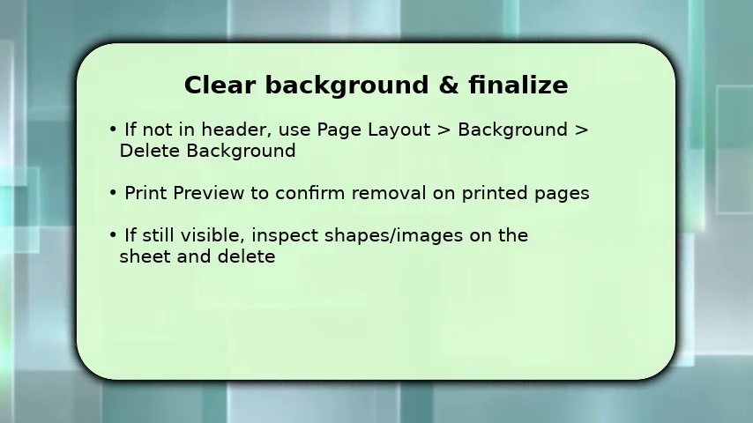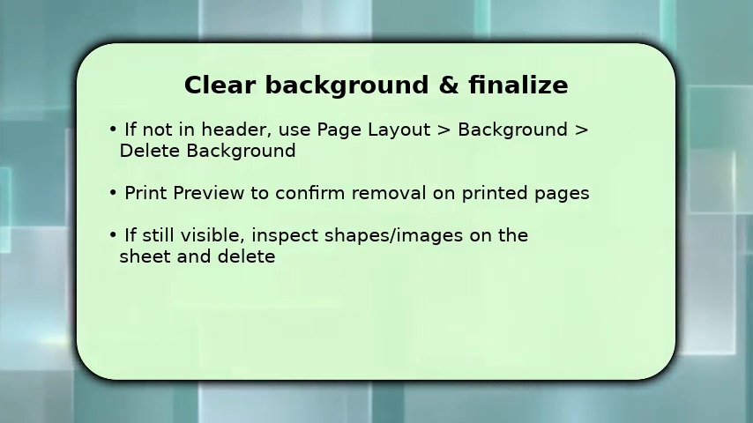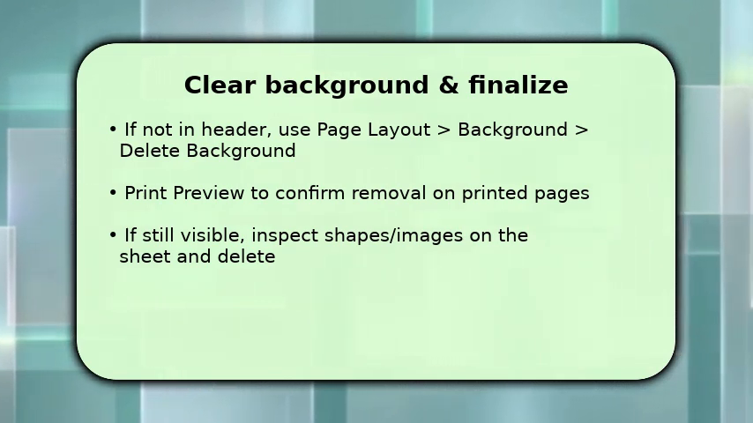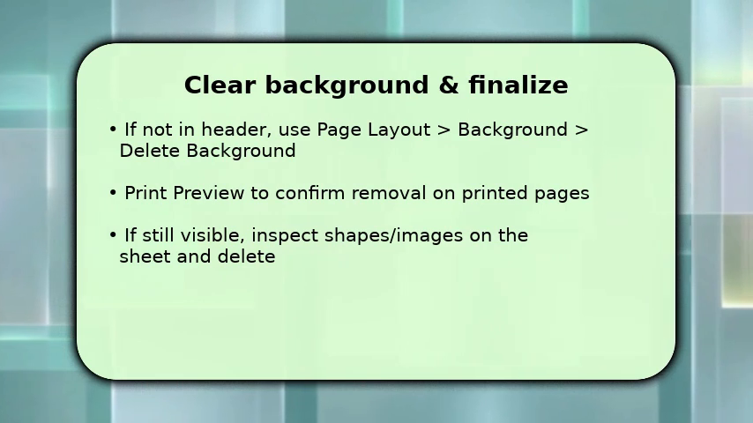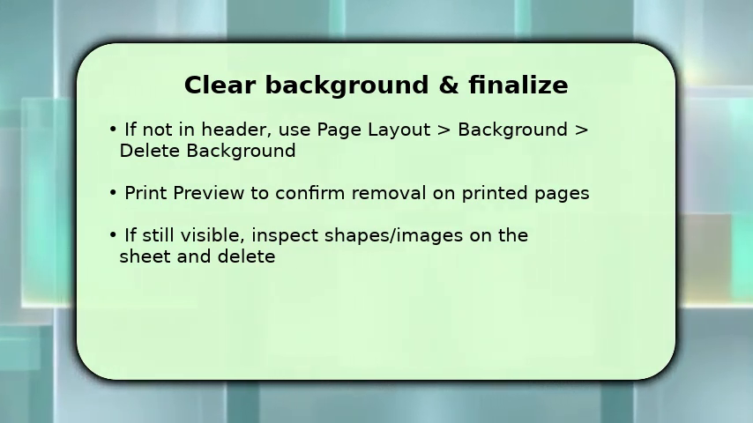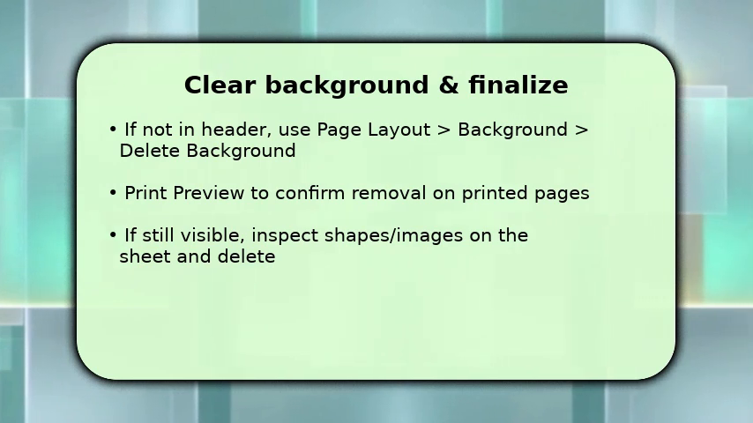If you still see it, press Ctrl+G, select Objects, and delete any remaining shapes or images. This catches picture objects placed behind cells. Troubleshooting tip: if removal fails, revert to your backup and repeat steps while checking each page type.